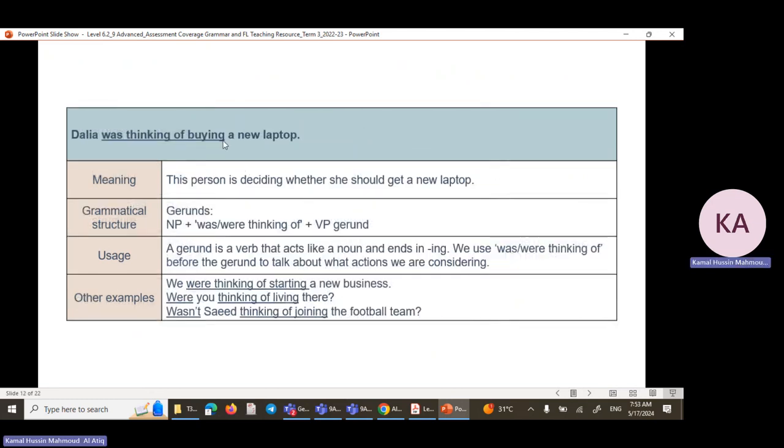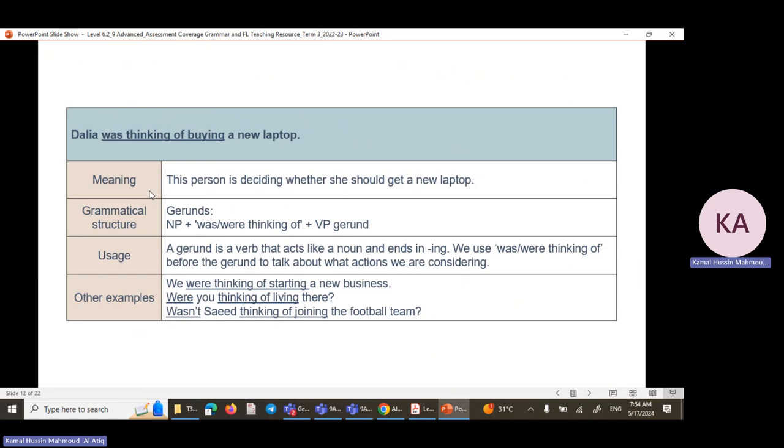Dahlia was thinking of buying a new laptop. Was thinking, I must use past continuous, because thinking is a mental activity. It is not like believe. Dahlia was using her mind, and she was thinking of buying a new laptop. I have to focus on this preposition. After of, I have to add ing: of buying. We were thinking of starting. Were you thinking of living? Wasn't thinking of joining.